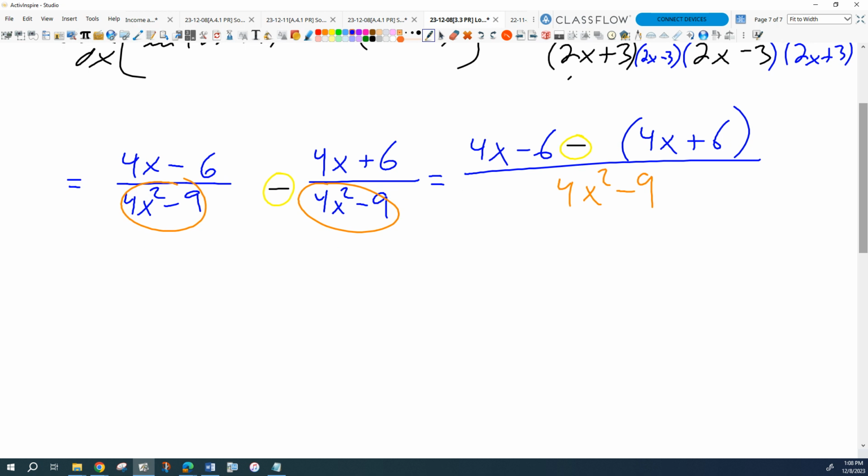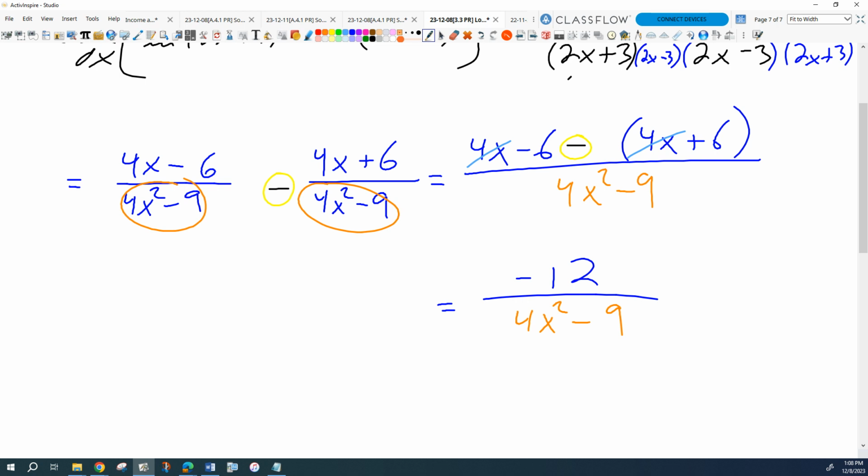Yeah, and I just thought it canceled to 0, and I was so confused. I was like, it doesn't. So you can see that these terms are going to cancel, and those terms are going to add. So we're going to get negative 12 over 4x squared minus 9. Okay? Make sense? That's a really common algebra mistake when you're subtracting fractions, is not to distribute that negative.